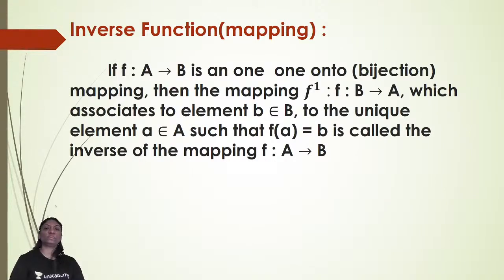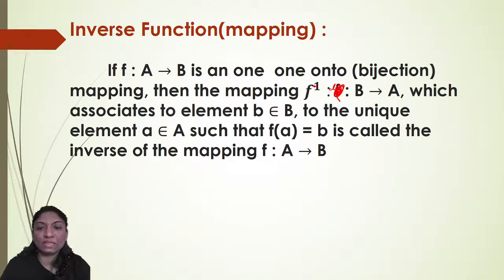Now next, inverse function mapping. If f defined from A to B is one-one onto, the inverse exists only if f is one-one and onto. It means bijection. If f is one-one as well as onto, then f is said to be a bijective function. Then the mapping f inverse defined from B to A, which associates to each element b belonging to B the unique element a in A such that f of a is equal to b, is called the inverse of the mapping f defined from A to B.